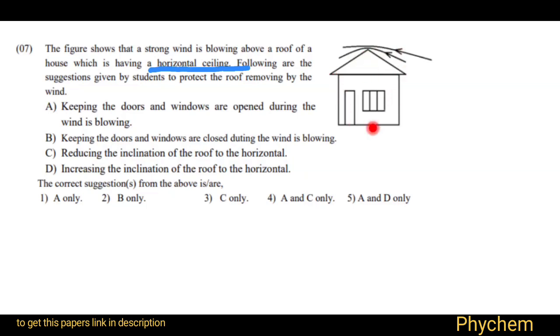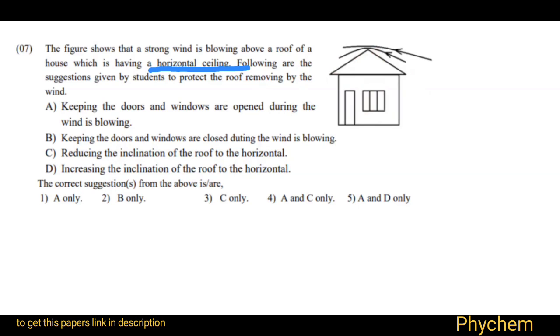So if you enter into this house, you cannot see the bottom of the roof. You can only see the ceiling. The ceiling separates the roof bottom from your window air. So normally, if the air is blowing through the window, the air cannot enter into the bottom of the roof. So this would be concluded from the horizontal ceiling data.